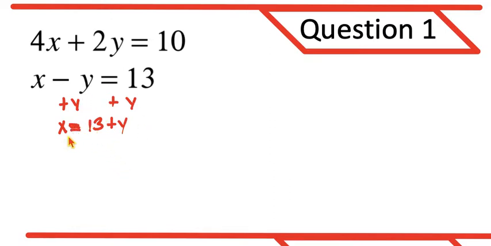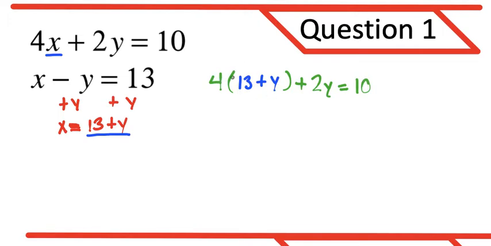Now that we have x by itself, we can plug in what x is equal to in for x in the other equation. So we'll start writing the other equation, 4, and then instead of x, we're going to write what x is equal to, which is going to be 13 plus y. Then plus 2y equals 10. To get y by itself, we need to distribute this 4 first.